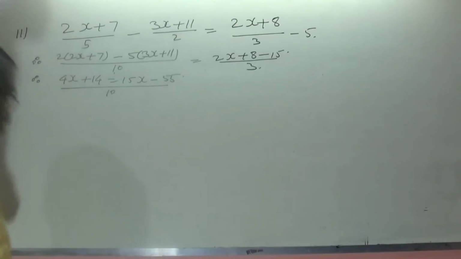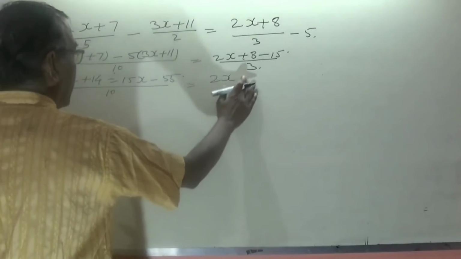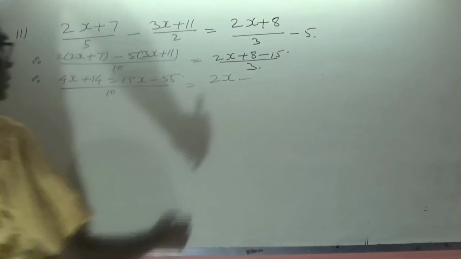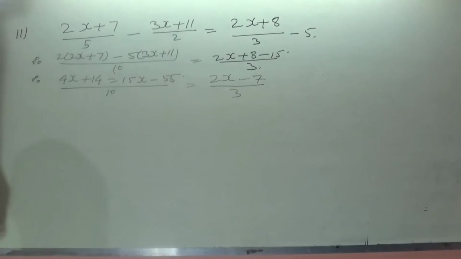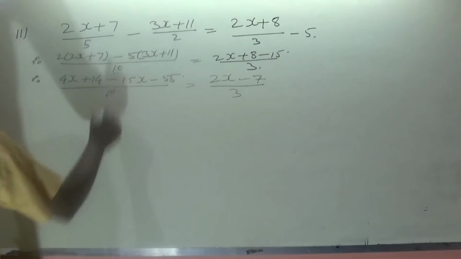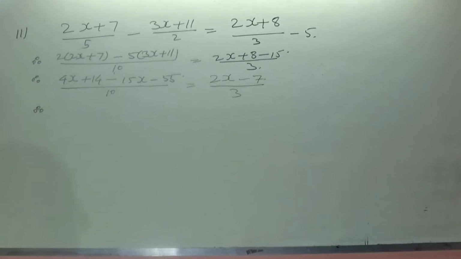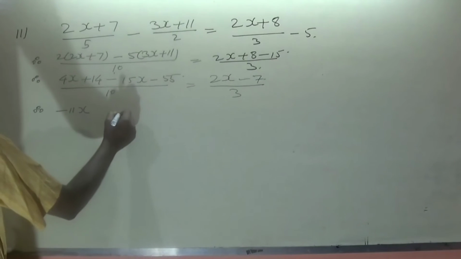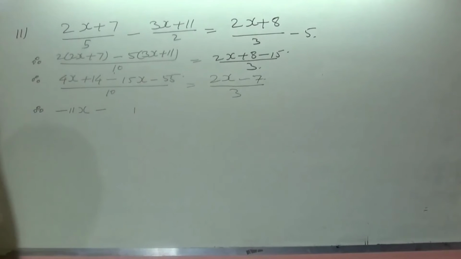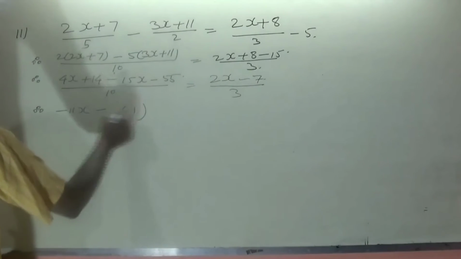Will be equal to 2x minus 7 by 3. Therefore, I have made a mistake, this is minus 15x minus 55. So 4x minus 15x is minus 11x, and this one is minus 1 and 4, 41.